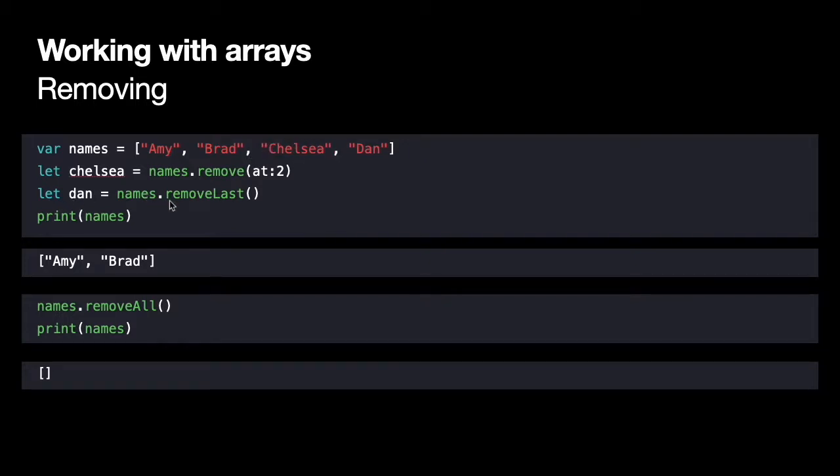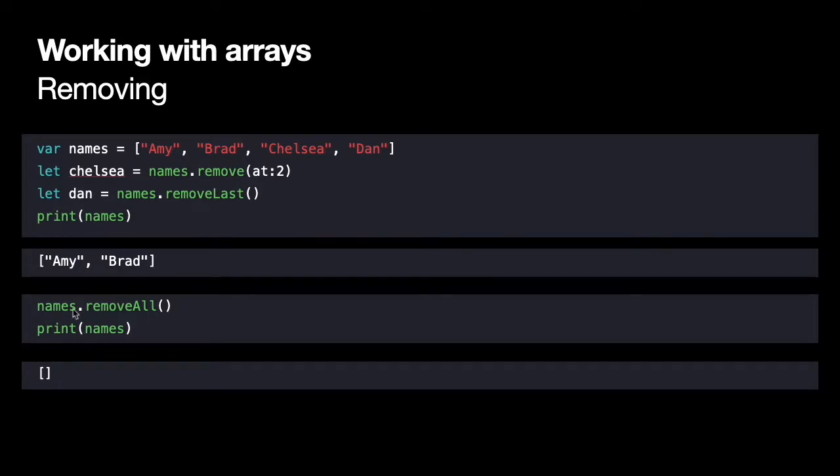We can also use the remove last method to remove the last element. That would remove, in this case, Dan, because that's the last element in the array, and it returns that. So if we want, in addition to removing it from the array, we can assign it to a new constant as we do here. And then we print out our remaining array. We have 2 elements remaining.